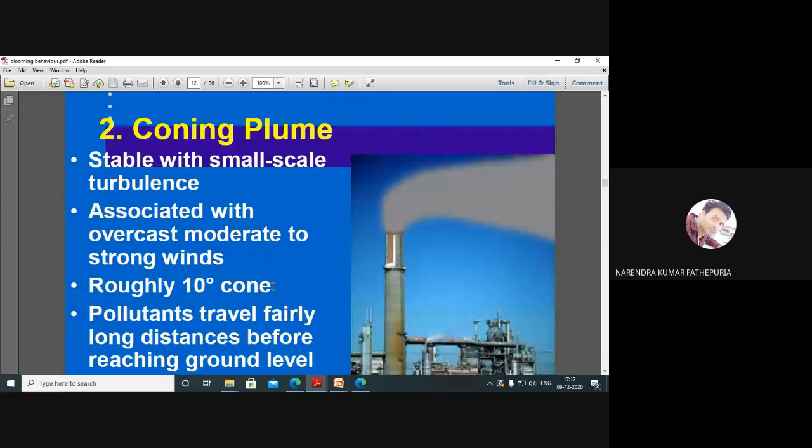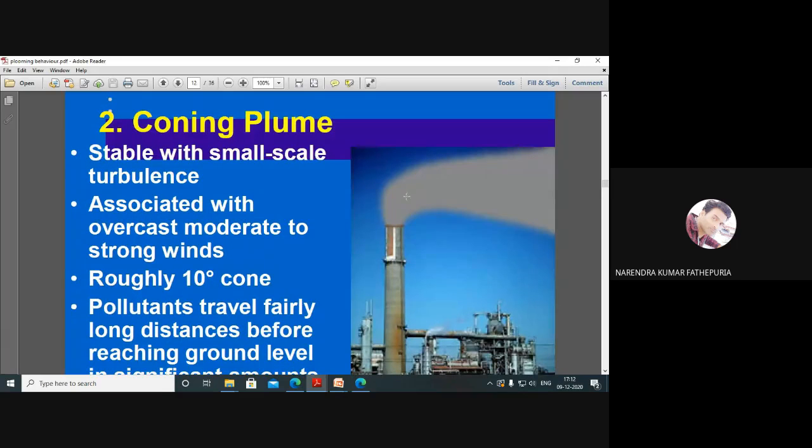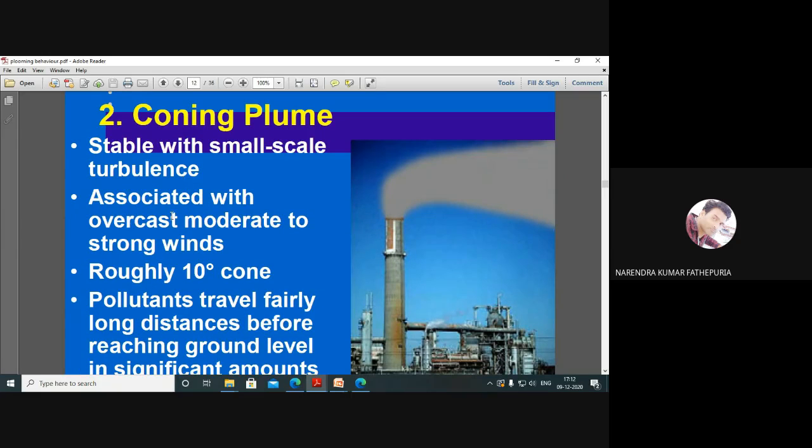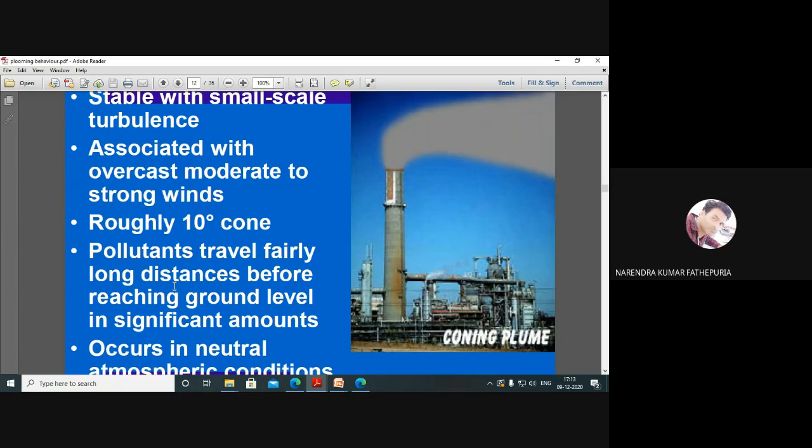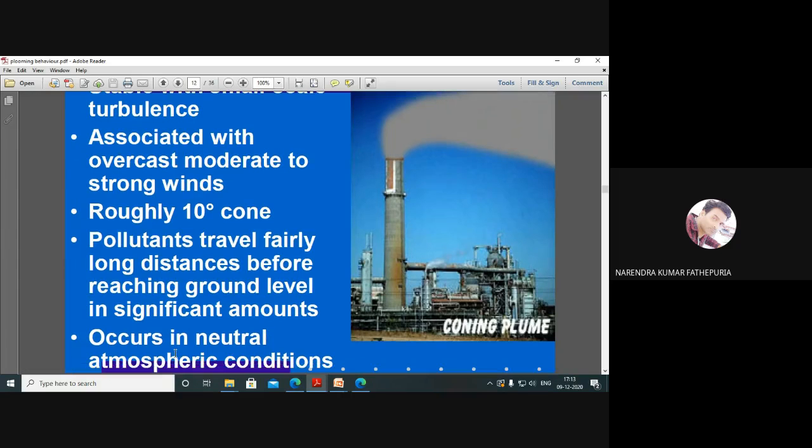Second is the coning plume. This is the cone. Once the pollutant is released from the stack of the chimney, it will go in a plume behavior, a coning behavior. It will form a conic section, right? Conic shape. This is a stable condition with small scale turbulence associated with overcast skies and moderate to strong winds. Roughly a 10-degree cone will be formed. Pollutants travel fairly long distances before reaching ground level, and a significant amount of it occurs in neutral atmospheric conditions. So this is the coning condition which occurs in the neutral conditions, meaning ELR is equal to ALR.